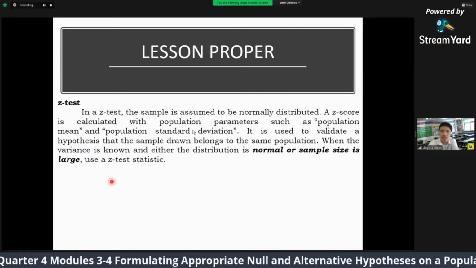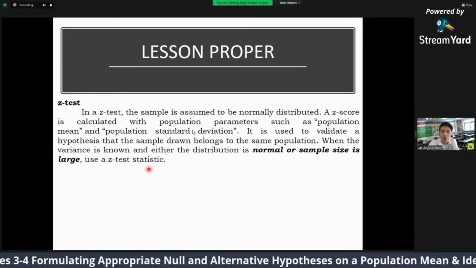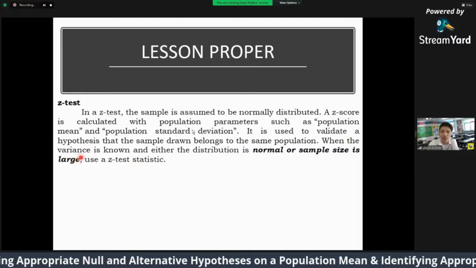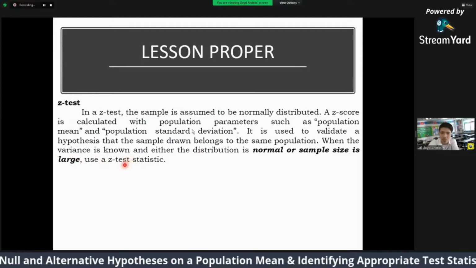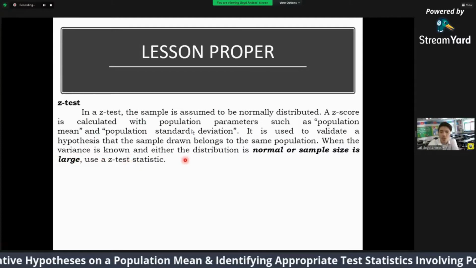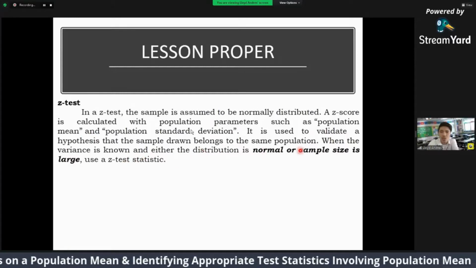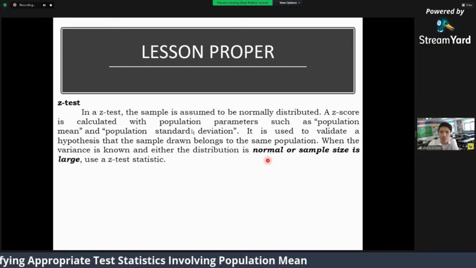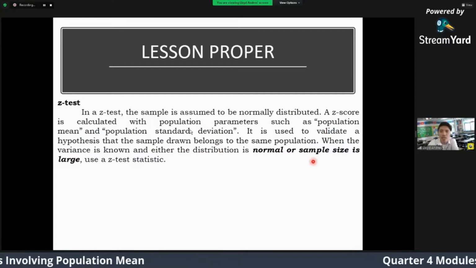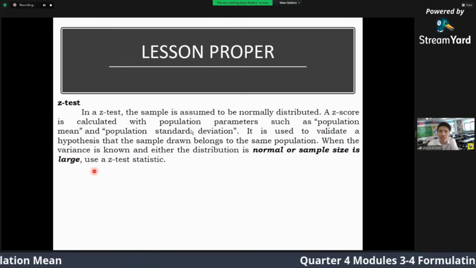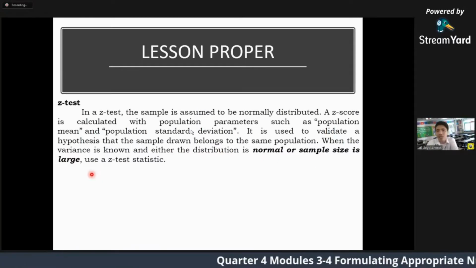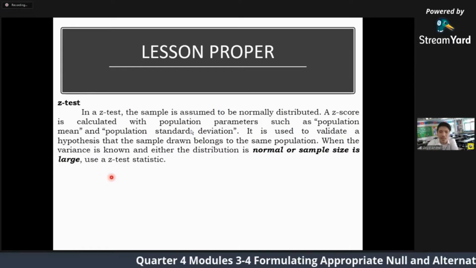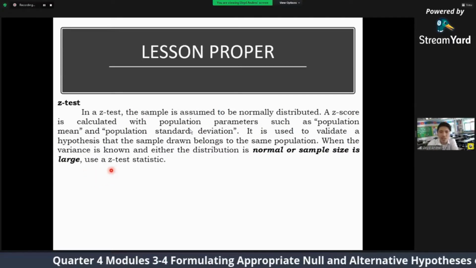So again, i-emphasize dere na kung known si variance, population variance, tapos normal distribution siya, or dili normal pero sample size is large. Again, na-discuss na nato na how large is large, 30. Kung greater than 30, you use z-statistic.